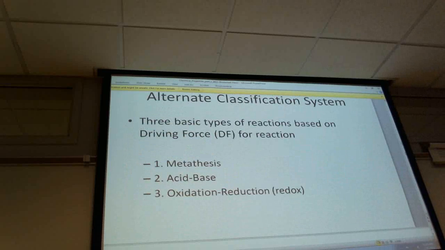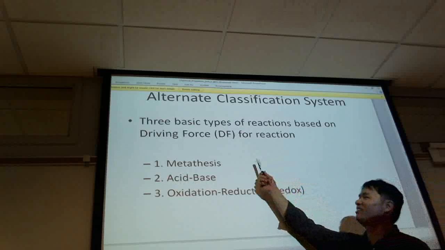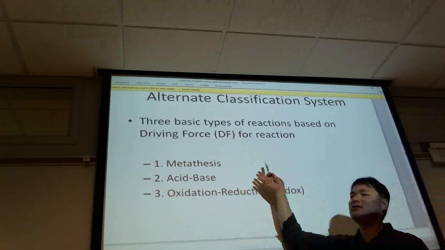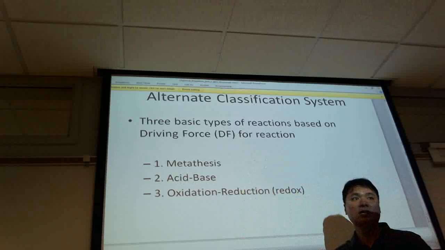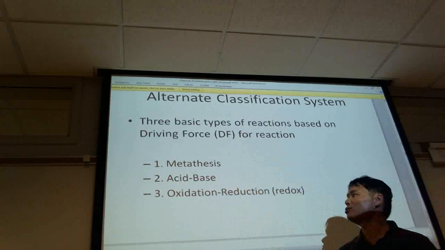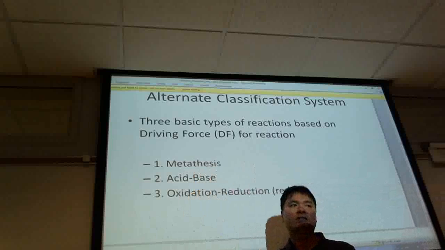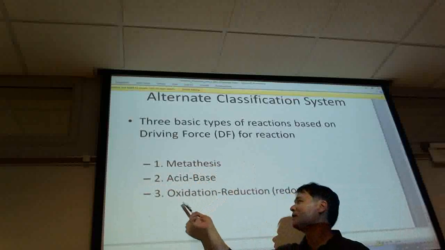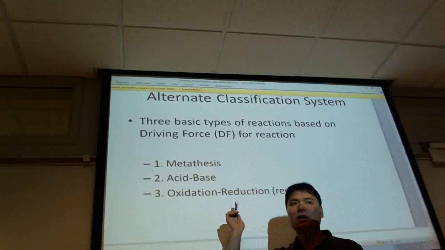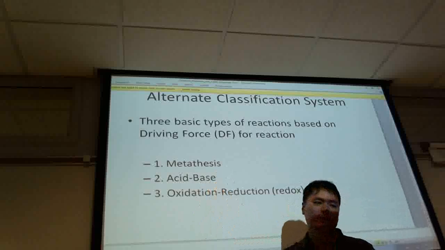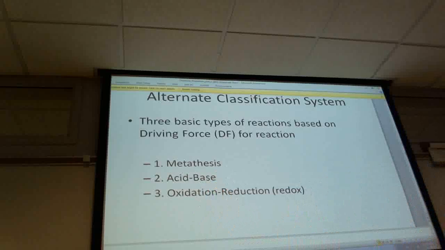And so the three basic types, why? Because there are three basic driving forces for chemical reactions in nature. Each type has its own driving force, and all the metathesis reactions have the exact same driving force. Same thing with acid-base, same thing with oxidation-reduction. So three basic types because of three basic driving forces. You have these on the PowerPoint.